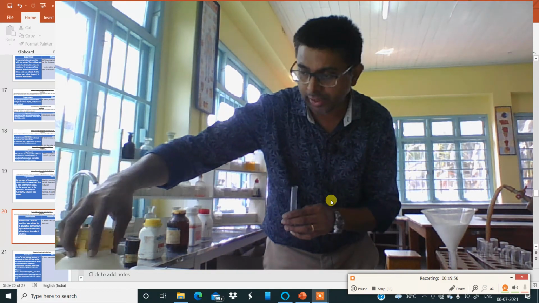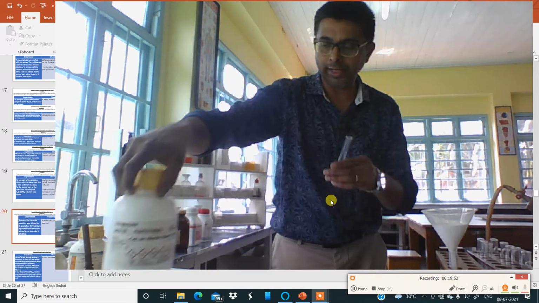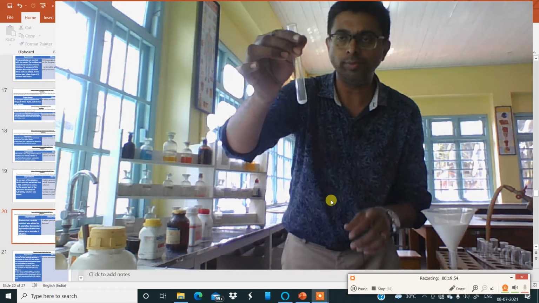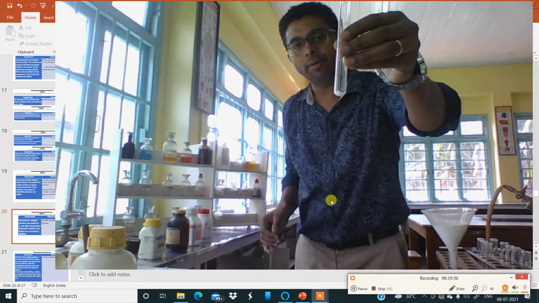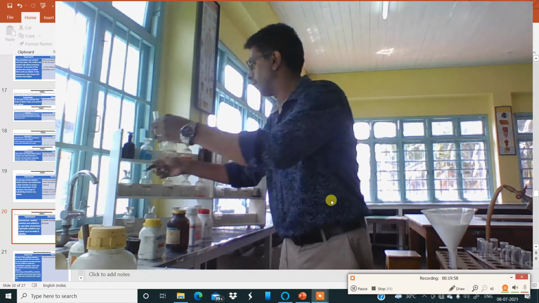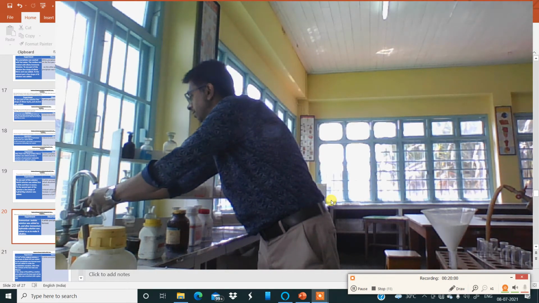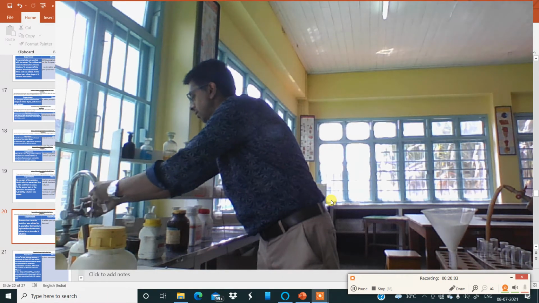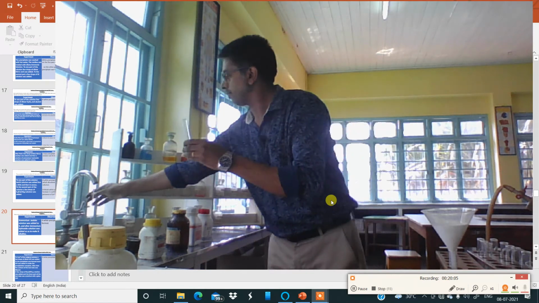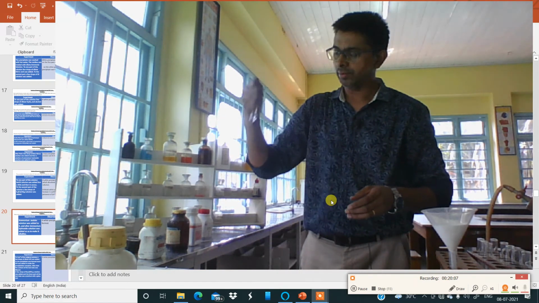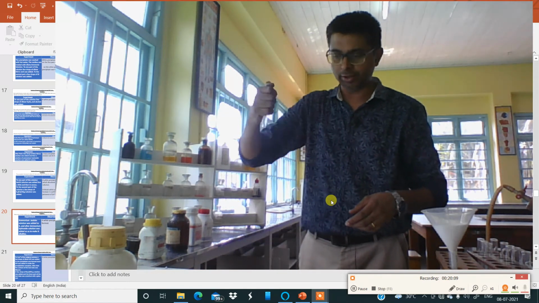The sample which I have taken is calcium chloride, in a test tube. To this sample in a test tube, I will add some water and try to make a solution. Water is added, I am making a solution.